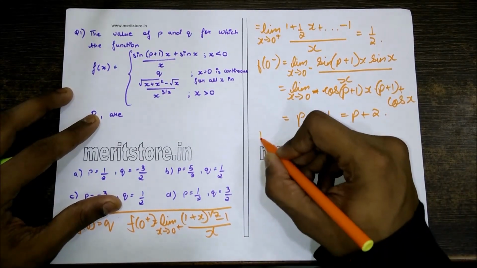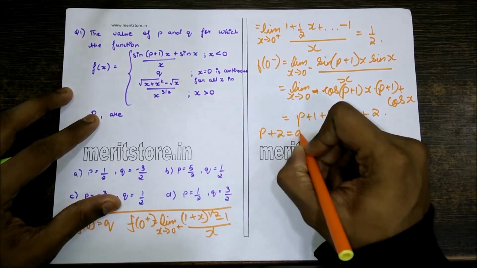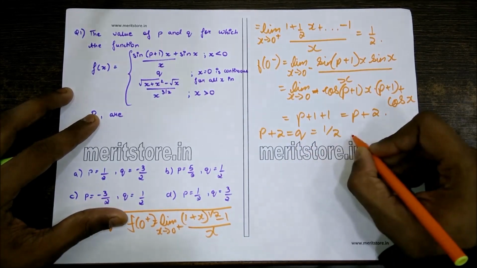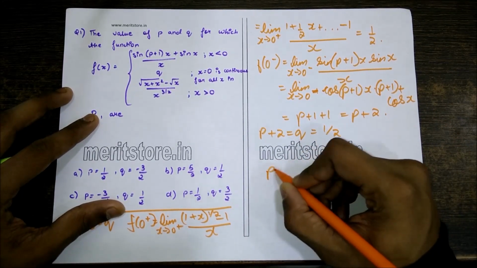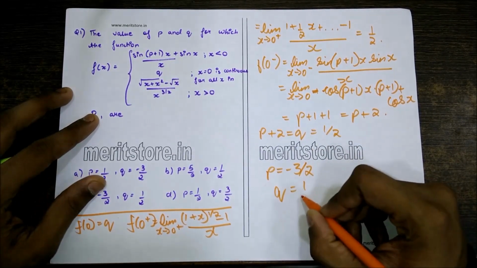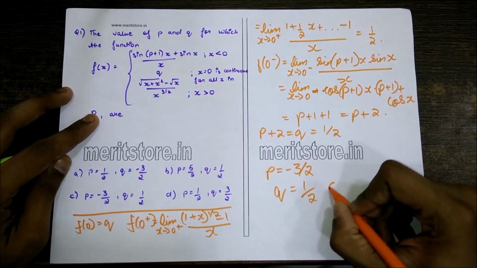So now we can write p plus 2 is equal to q, which is equal to 1 by 2. So therefore from this equation we can say p is equal to minus 3 by 2 and q is equal to 1 by 2, which is answer C.